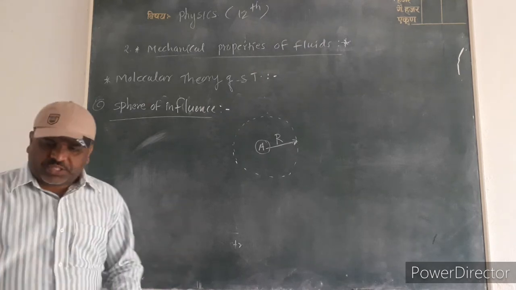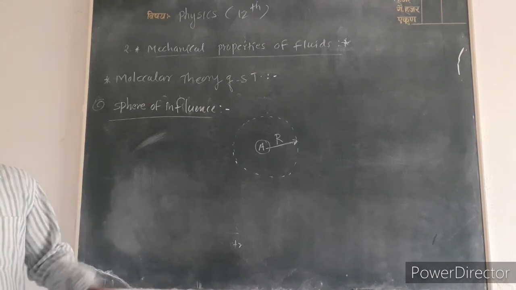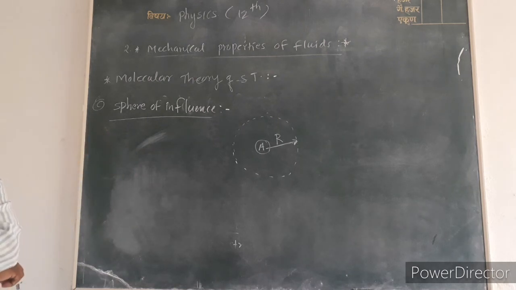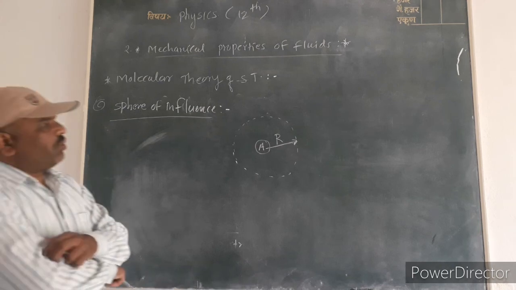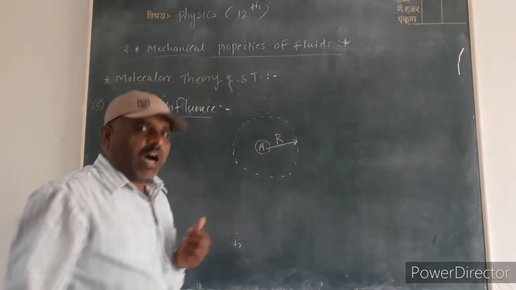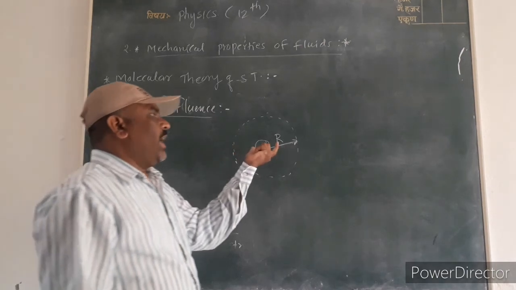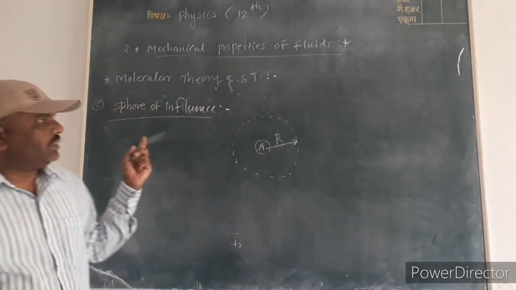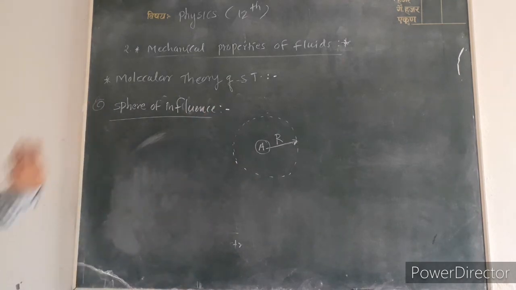Very simple definition. An imaginary sphere with the molecular range, suppose we denote it R, and this R acts as the radius of that imaginary sphere, then that imaginary sphere is called sphere of influence.